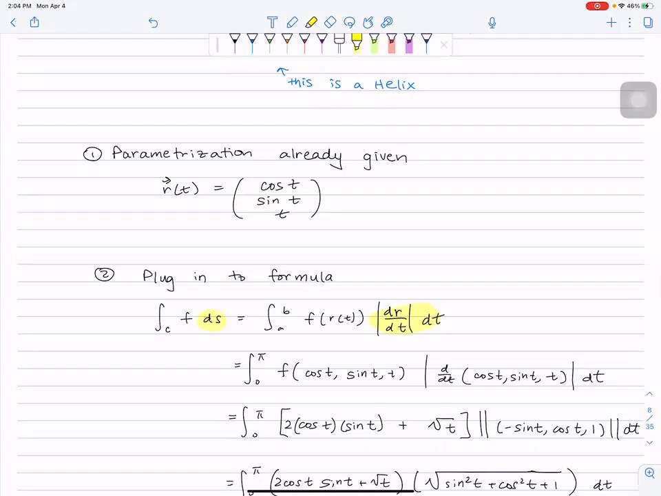Okay. Also, I think I messed up those forms. That should be scalar. First one should be scalar. Second one should be vector. Okay.